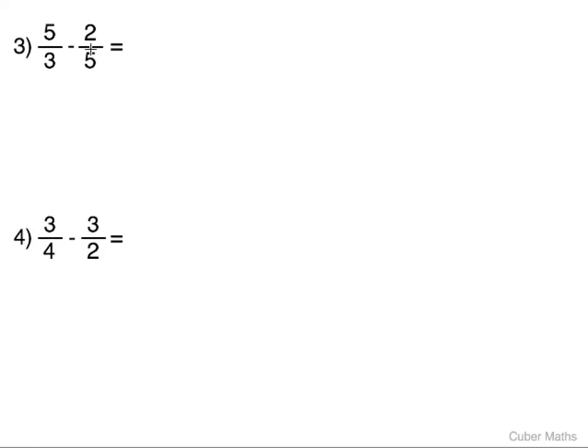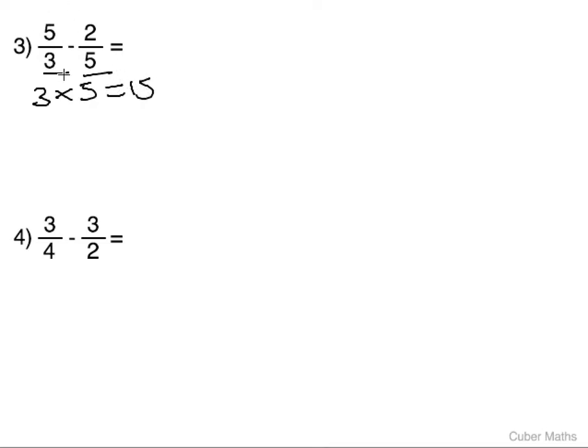Here we have our third problem. It says 5 over 3 take away 2 over 5. Now if we look at the denominators, they're different numbers. We've got a 3 and a 5, and they need to be the same in order to take one fraction away from the other. Now the easiest way to get them the same is to times them by each other. So we're going to do 3 times by 5, which gives us 15.